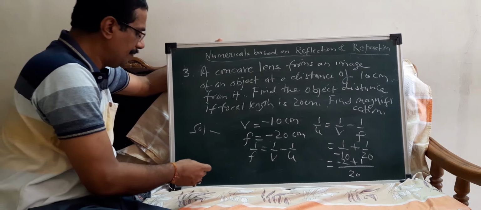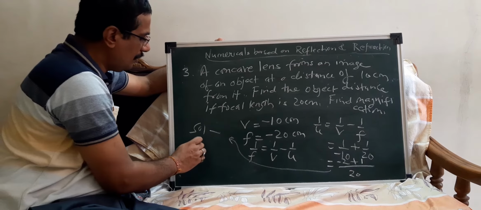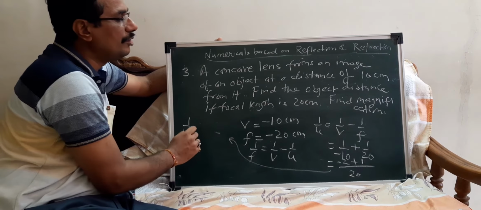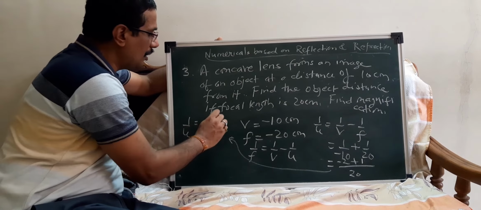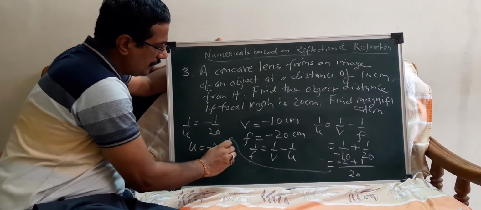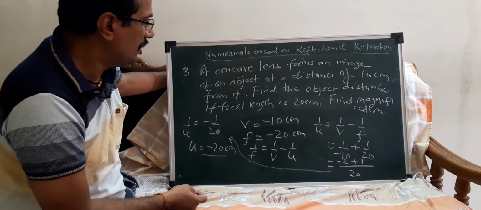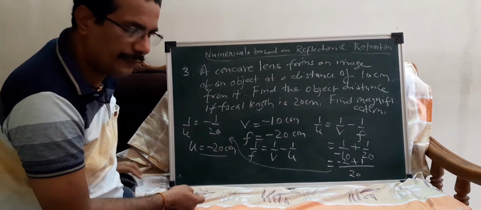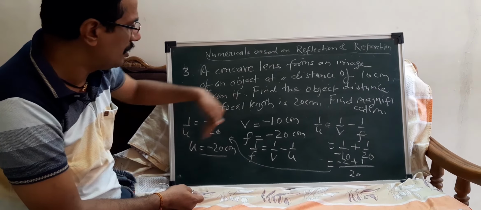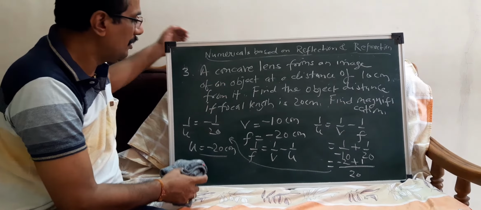So what do you get here? You solve this one. You get 1 by u equal to -1 upon 20. So u will be equal to -20 centimeter. So this is the object distance. Object distance is -20 centimeter. Now you also have to calculate the magnification. You got u to be -20 centimeter, which means the object is kept on the left side. Your solution is correct.